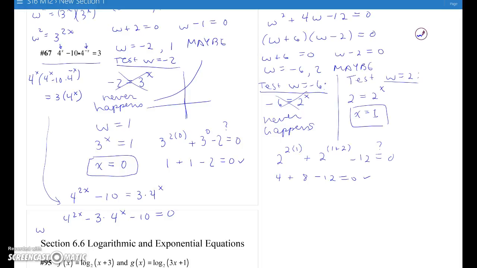And then you do your same trick of let w equals 4 to the x. So I'm going to have w squared minus 3w minus 10 equals 0. And I'm going to let you finish solving. So let me know if you still have questions.